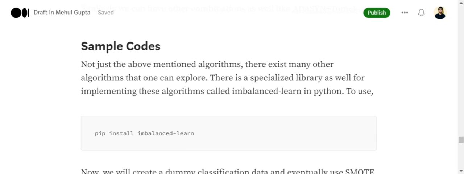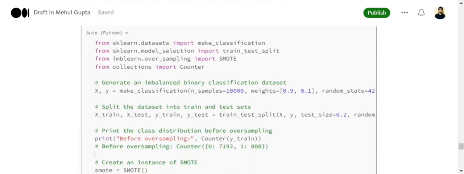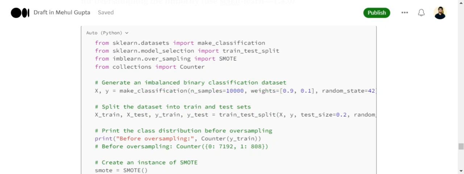Now, moving towards the last section of this particular post, how these algorithms can be implemented. For that, we already have a pretty good library in Python called imbalanced-learn. You can just pip install it, and the sample code is very easy to understand. I'm making a dummy dataset here, so that is why I use make_classification and split the dataset. I think this is not relevant to implementation.